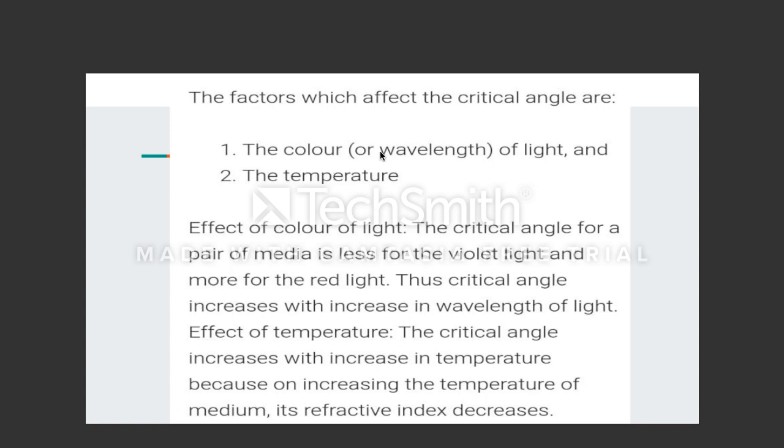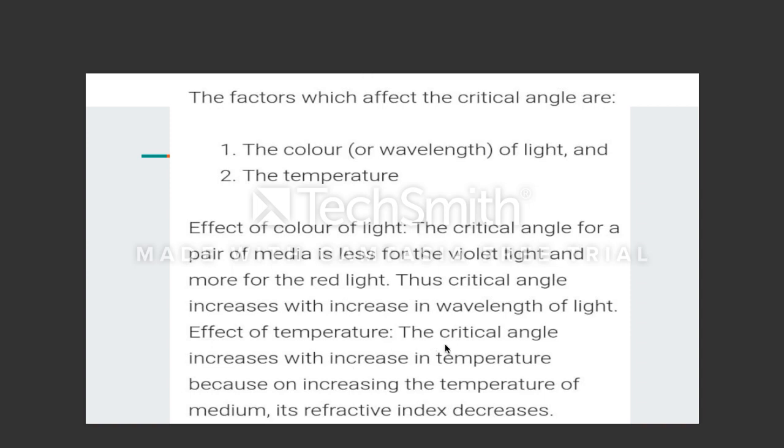Effect of color of light. Let's see the first point. The critical angle for a pair of media is less for violet light and more for red light. Thus, the critical angle increases with increase in wavelength of light. Next point, that is temperature. How is it dependent on critical angle?